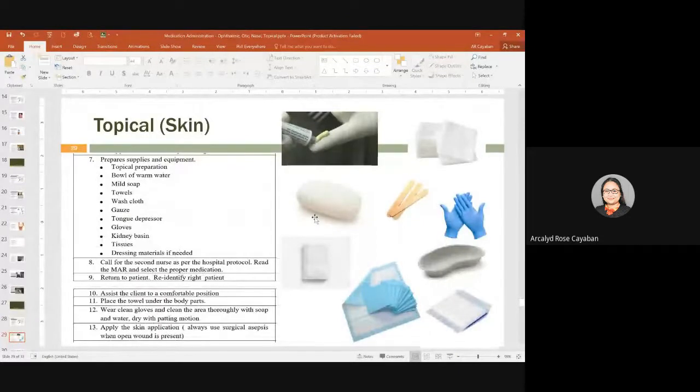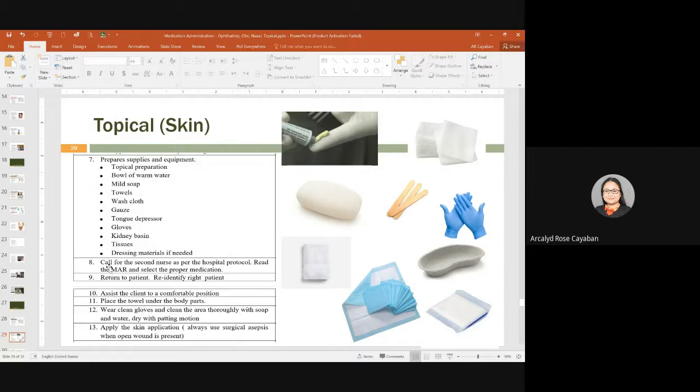What are the things that we need to prepare? Of course, we have to prepare our topical medication. It could be a form of powder, cream, ointment, or oil-based or water-based solution medication. We have a bowl of warm water plus mild soap. We have what we call washcloth, tongue depressor, gloves, kidney basin, tissues, and dressing. Why do we need mild soap and water? In case you are intending to give what we call water-soluble medication, of course, you have to clean the skin or prepare the skin first.